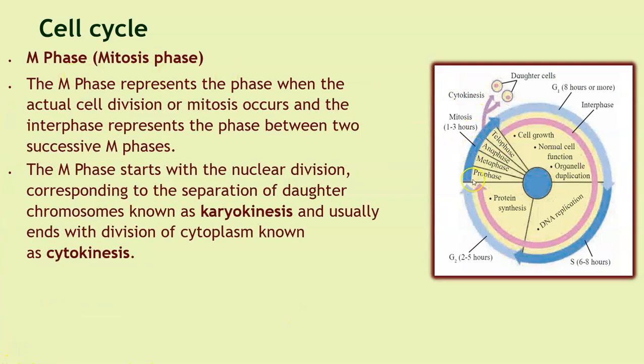The M phase or the mitosis phase represents the phase when the actual cell division or mitosis occurs, and the interphase represents the phase between two successive M phases. The M phase starts with the nuclear division corresponding to the separation of the daughter chromosomes, known as karyokinesis, and it usually ends with the division of the cytoplasm, known as cytokinesis. You can see this mitosis is further divided into a number of stages. Each of these stages we will see in detail ahead.